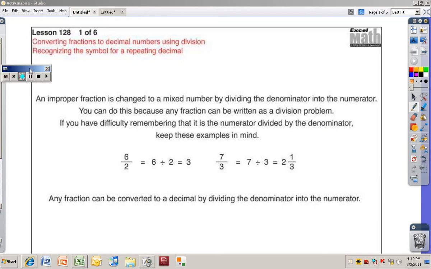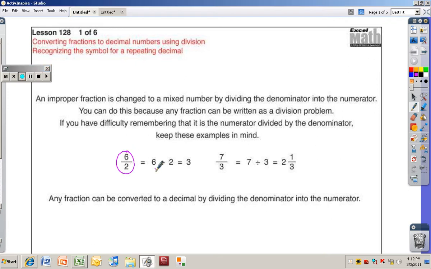All right, welcome to 6th grade Excel, lesson 128, converting fractions to decimal numbers using division, recognizing the symbol for a repeating decimal. An improper fraction is changed to a mixed number by dividing the denominator into the numerator. You can do this because any fraction can be written as a division problem. If you have difficulty remembering that it is the numerator divided by the denominator, keep these examples in mind.